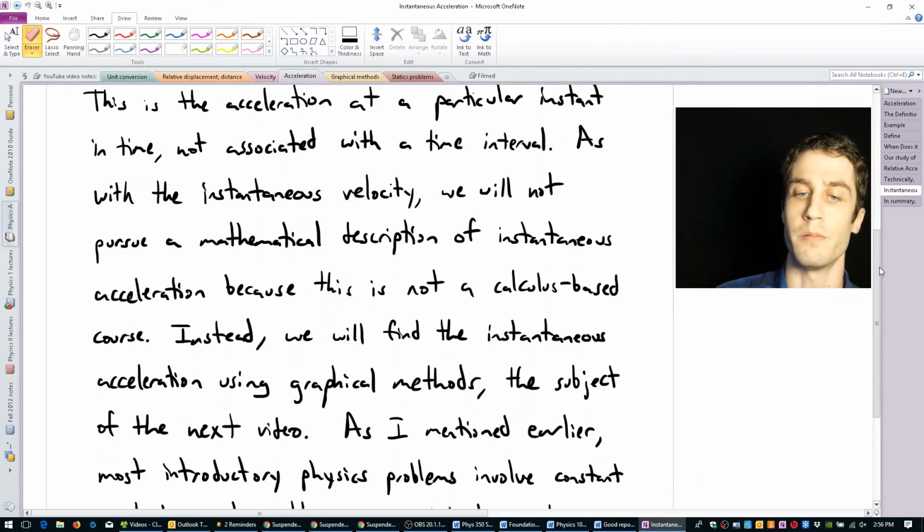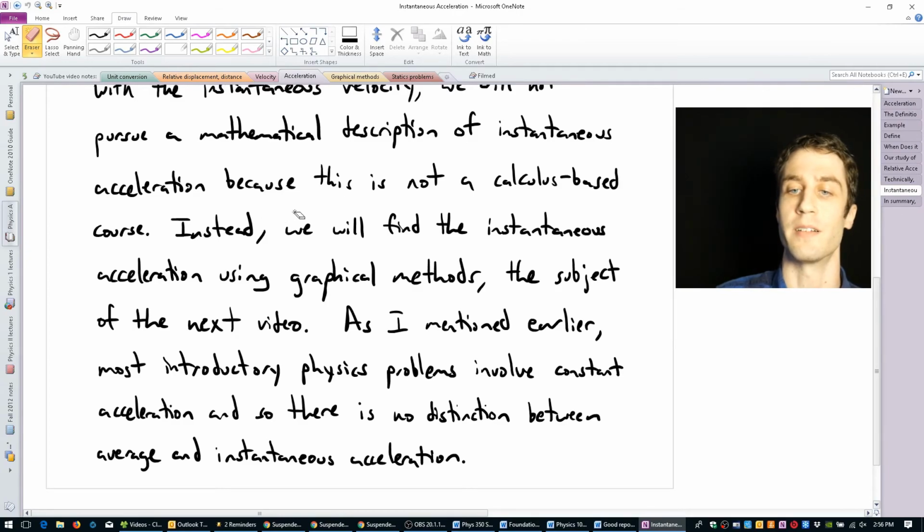As with the instantaneous velocity, we will not pursue a mathematical description of instantaneous acceleration because this is not a calculus-based course. Instead, we will find the instantaneous acceleration using graphical methods, which is the subject of the next video. Actually, we won't cover instantaneous acceleration in the next video, but we'll cover average acceleration, and then in the following video, we'll cover instantaneous acceleration. As I mentioned earlier, most introductory physics problems involve constant acceleration, and so there's no distinction between average and instantaneous acceleration. And so we don't actually use the instantaneous acceleration all that much. I'd like you to be comfortable calculating it. It's not especially difficult, but in an introductory course, are you going to see changing accelerations? Not all that much, no.